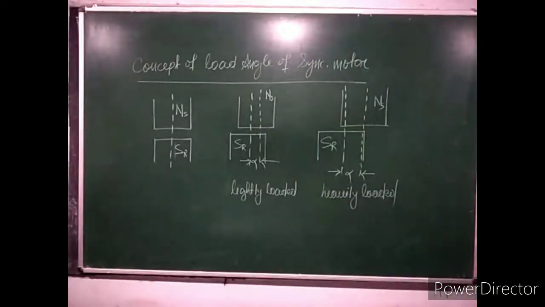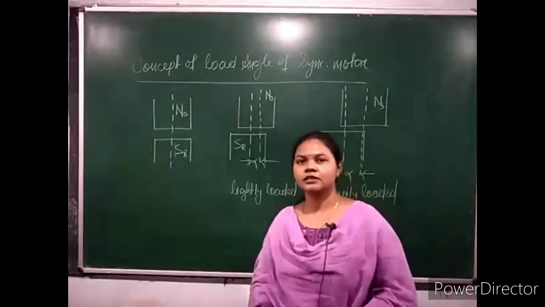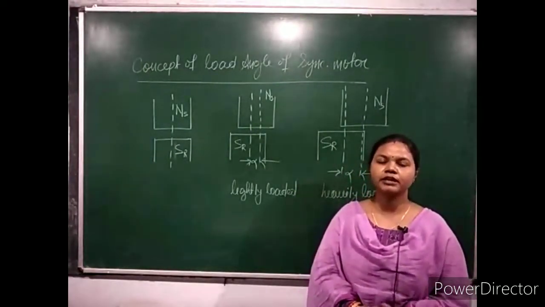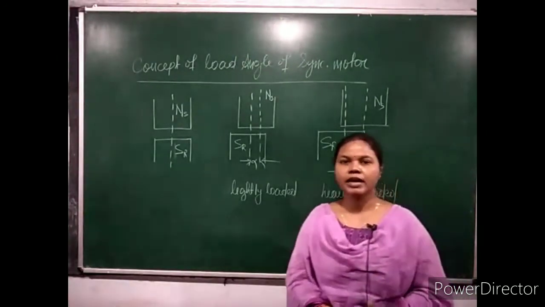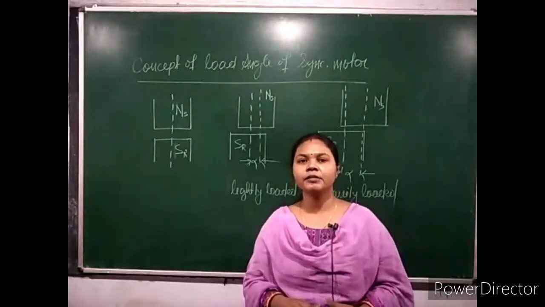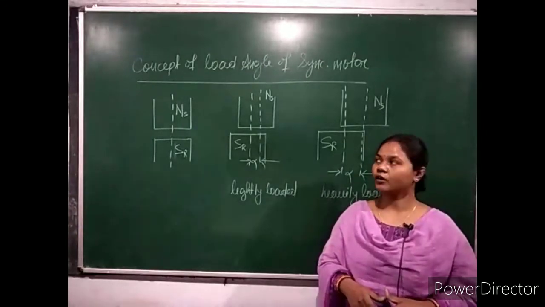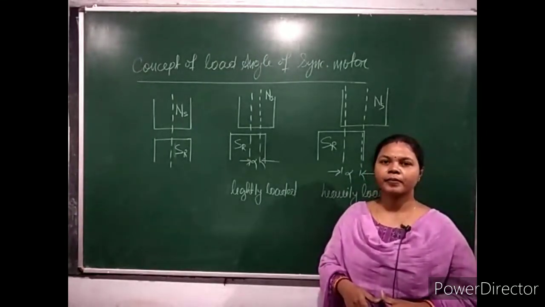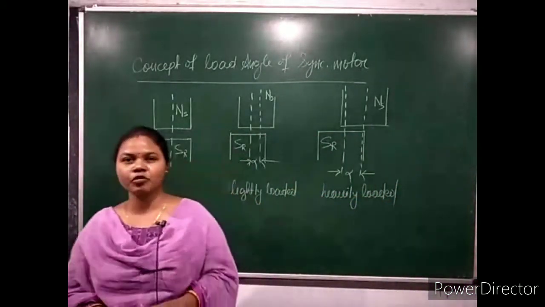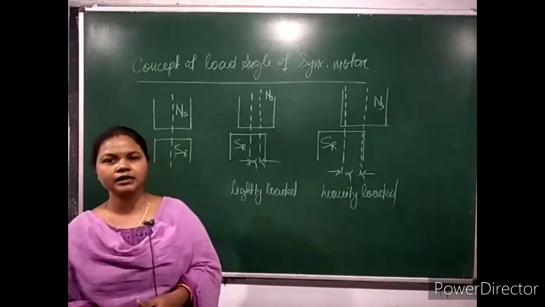Next, the concept of load angle of a synchronous motor. Here students, we have learned the back EMF depends upon the synchronous speed, that is the speed of the motor, and the flux per pole. Actually a synchronous motor is a constant speed motor. It means the back EMF depends upon the flux per pole. Now we see what is the concept of load angle. You know that a synchronous motor is a doubly fed motor. It means both AC and DC supplies are given.